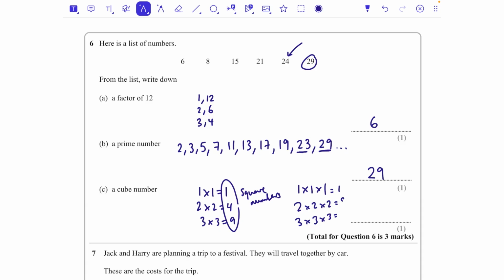So that's 1 or 8 or 27, and here we've got 8 in our list up here. So 8 is going to be the number that I put on the answer line there, and these are your cube numbers. So if you're asked about square numbers, it's going to be these ones here, and if you're asked about cube numbers, it's going to be these ones there, and it's good to know the first few just for the non-calculator paper. Okay, there we go.